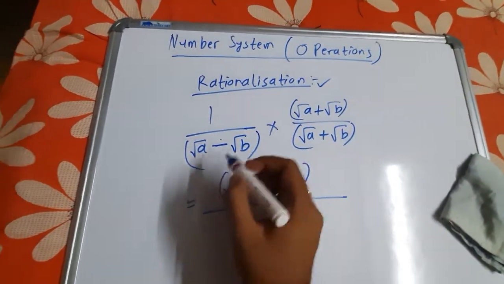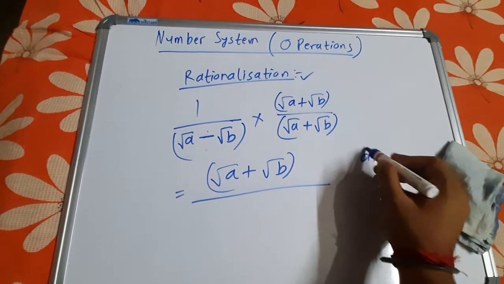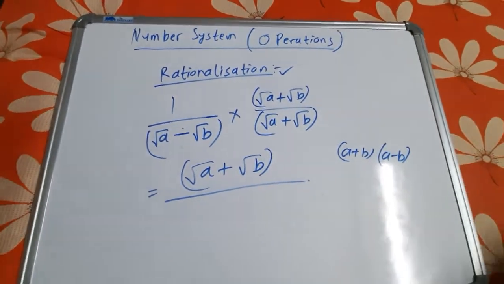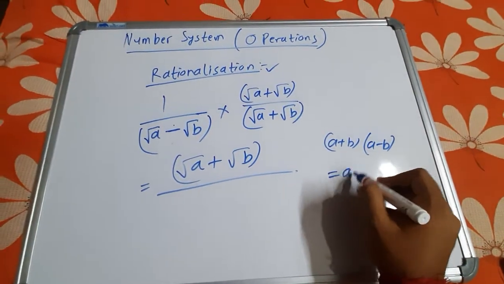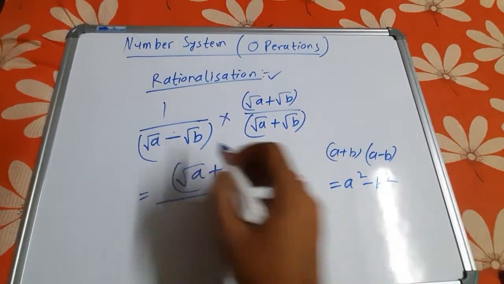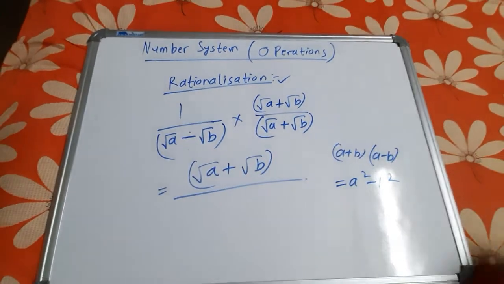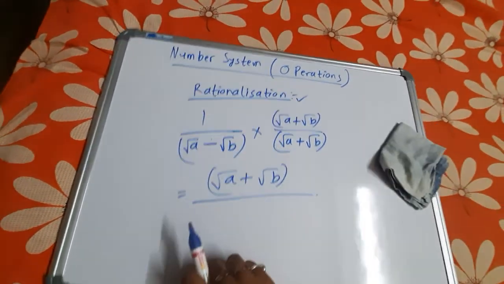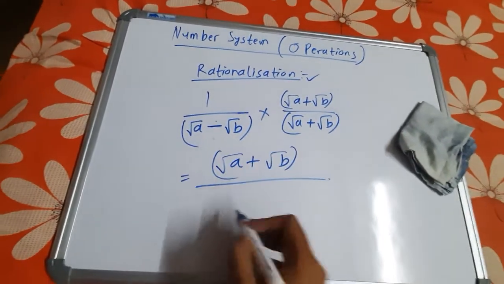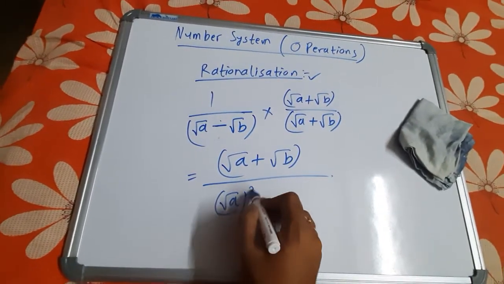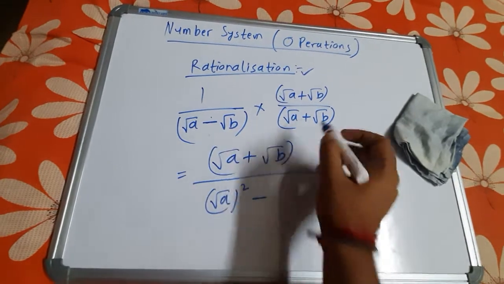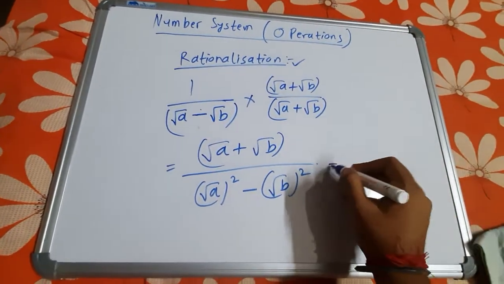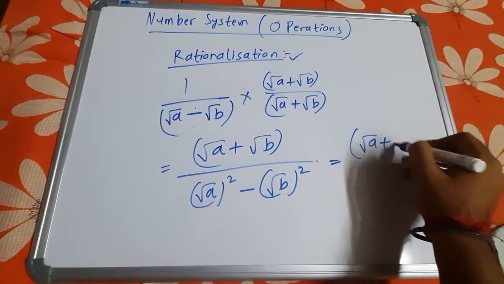See, it is in the form of a plus b into a minus b, and we all know, you have learnt in previous classes, that this formula comes out to be a square minus b square. Sorry, the denominator will be executed in terms of a square minus b square. So what is a over here? Root a. So I will write root a whole square minus, over here it is root b, root b whole square. Now the numerator will remain the same, root a plus root b.